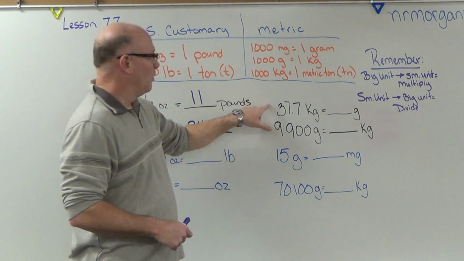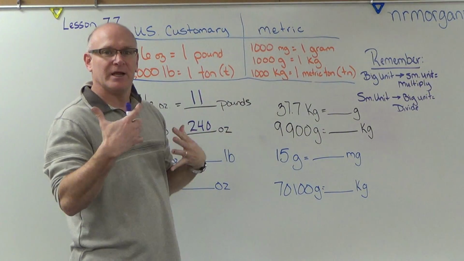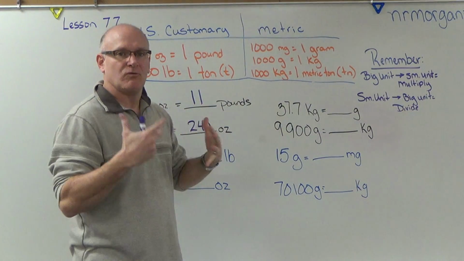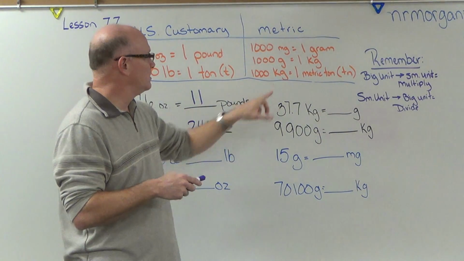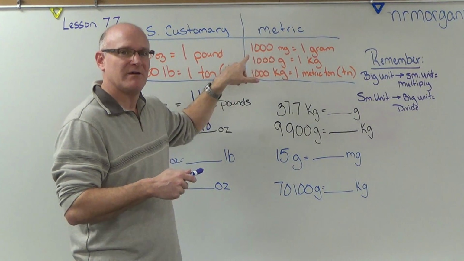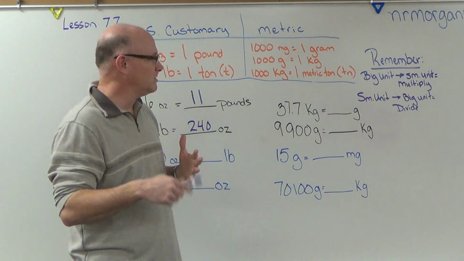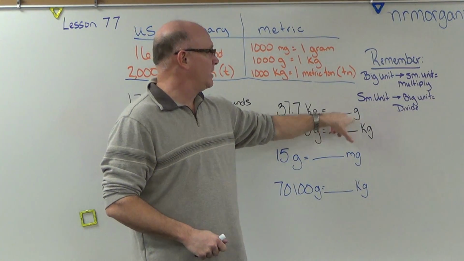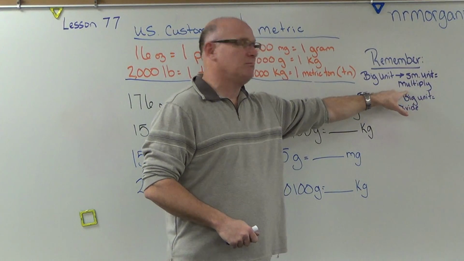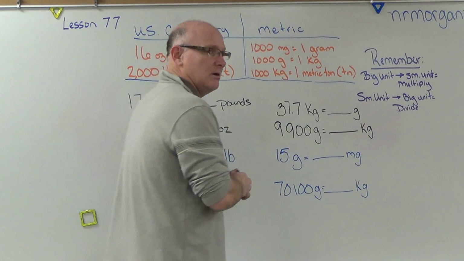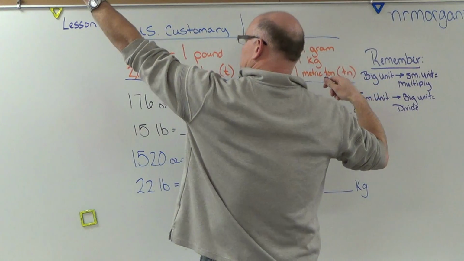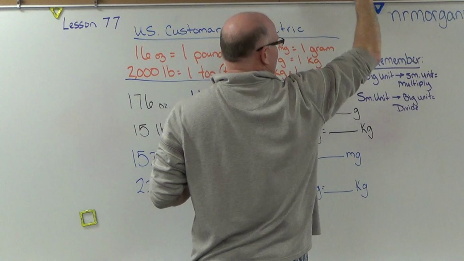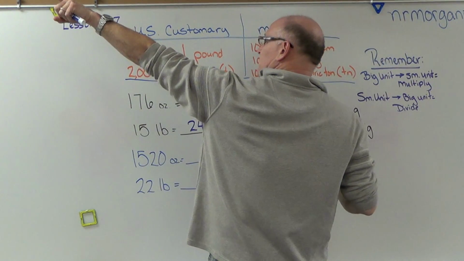Now, when we're dealing with the metric, it's a little bit easier, okay? Because everything is in groups of 1,000. So this one, we're just moving the decimal point back and forth. All right? And we've done a lot of that also. But remember, same thing still applies. Big unit to a small unit. Big unit to a small unit means we have to multiply. Now remember when we did our multiply and divide. A, B, C, D, divide. H, M over here, so multiply, we're going that direction. Divide, we move it that way.